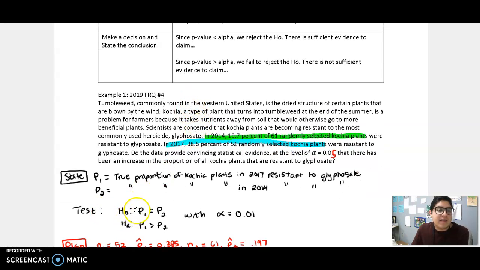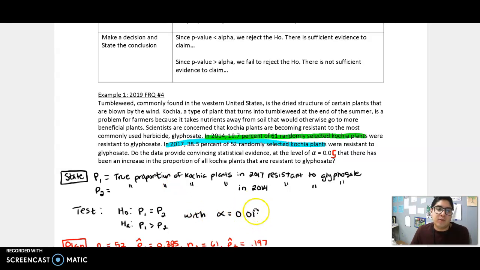I want to test that the null is that they're equal versus the alternative, which would be that the true proportion of kochia plants in 2017 resistant to glyphosate is greater than the true proportion of kochia plants in 2014 resistant to glyphosate. Notice here that I was reading my set of hypotheses in context of the parameter. So of course, I define what the parameters are first, P1 and P2, and then I write the relationship that I'm looking for.